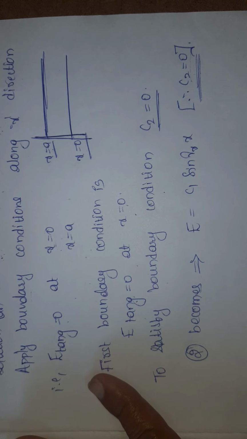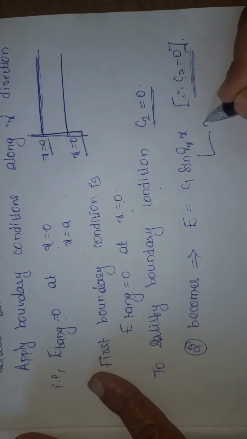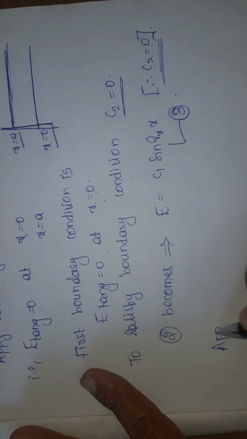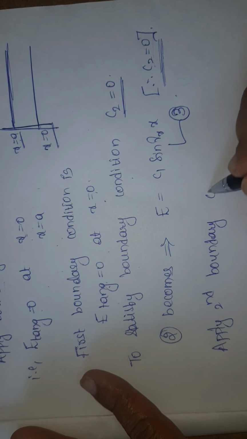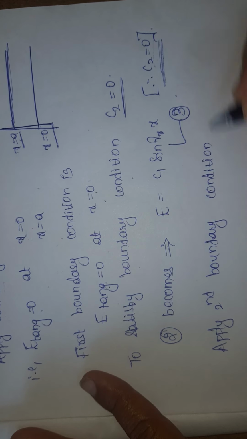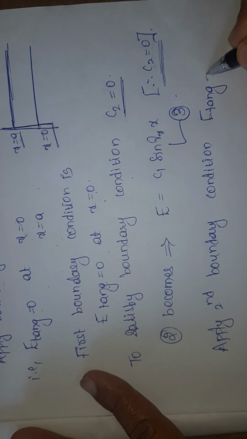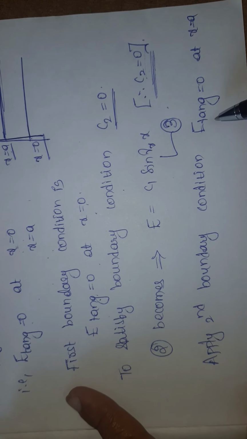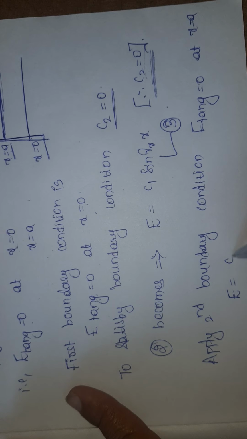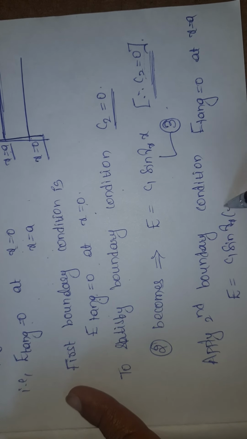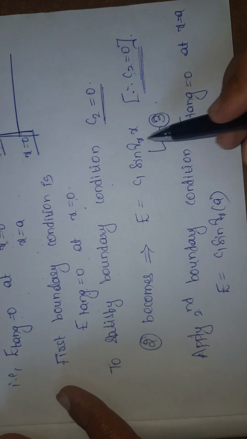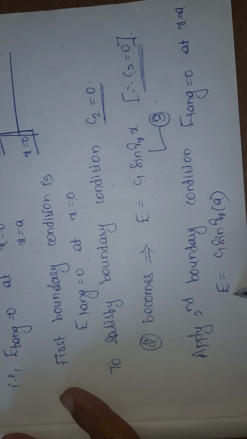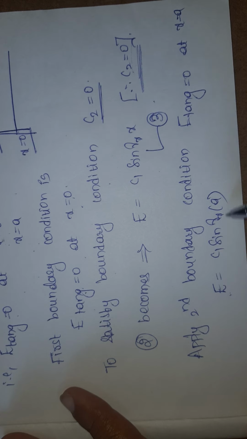Now apply the second boundary condition for this equation 3. What is the second boundary condition? E tangential is equal to 0 at x is equal to a. So I am substituting x is equal to a in E is equal to C1 sin gamma x of x. But what about E tangential? Is it equal to 0 if I substitute x is equal to a? No, it is not equal to 0.